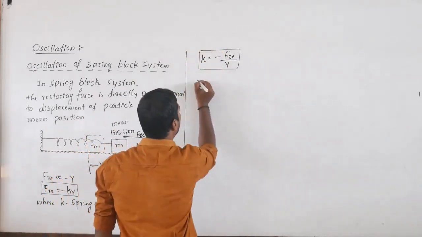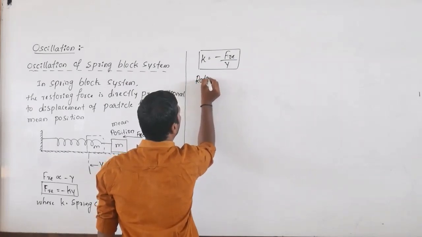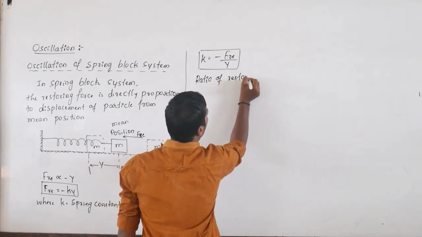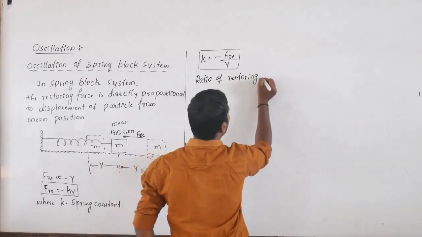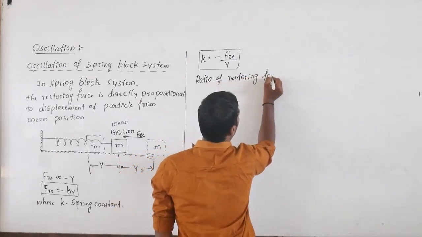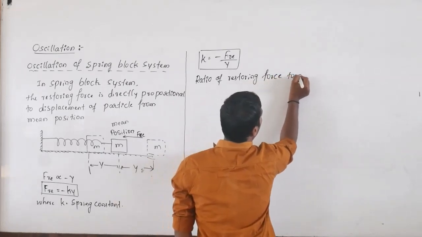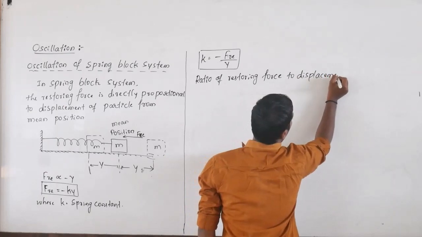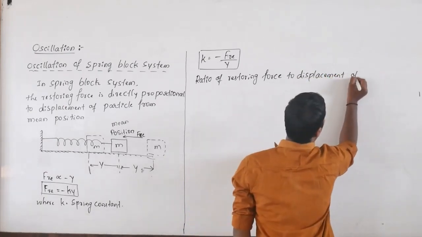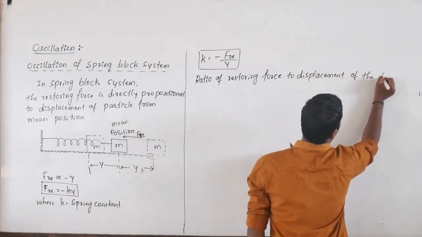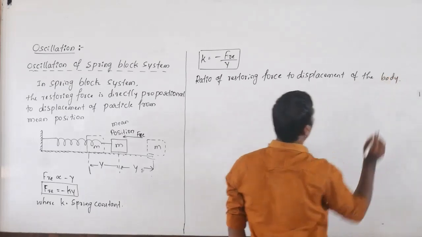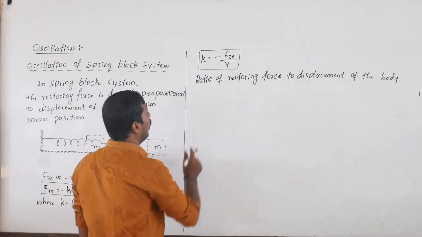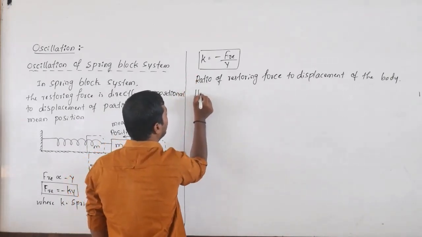What is that? The ratio of a restoring force to the displacement of the body is called the spring constant. Okay, what is the SI unit of this one?